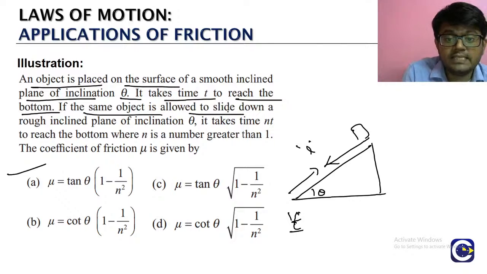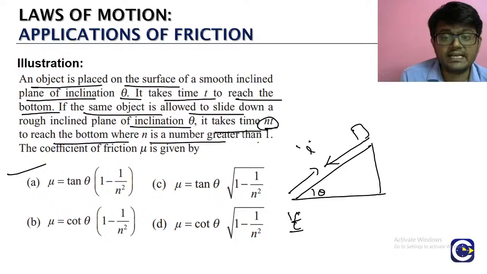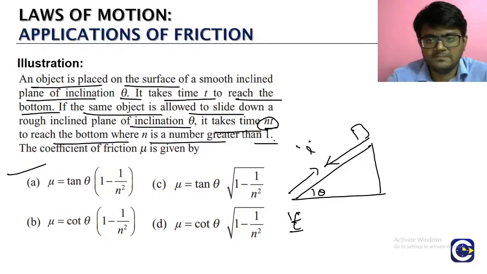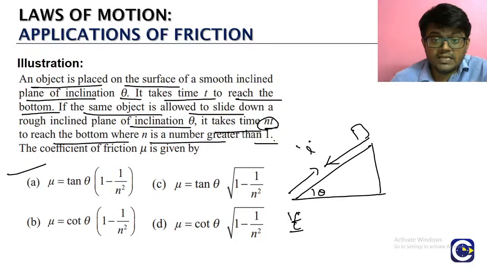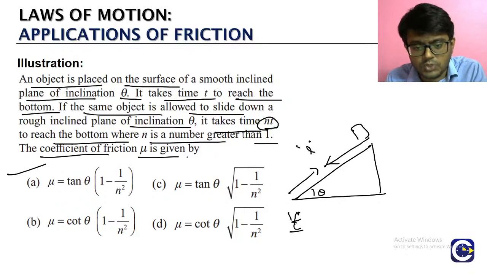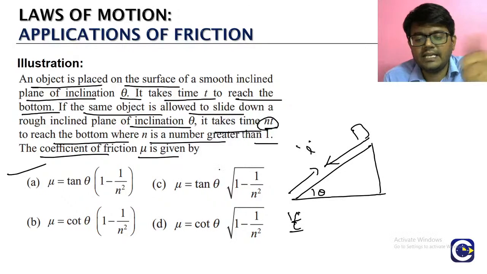If the same object is allowed to slide down a rough inclined plane, it takes a time n times t to reach the bottom, where n is a number greater than 1. This is something that we will generally see. If the inclined plane surface is smooth, the object will just come down fast. If the inclined plane is rough, it will take a longer time, right? That is what they are saying. It is becoming n times. For the coefficient of friction mu, we have to tell this mu value in terms of theta and n.